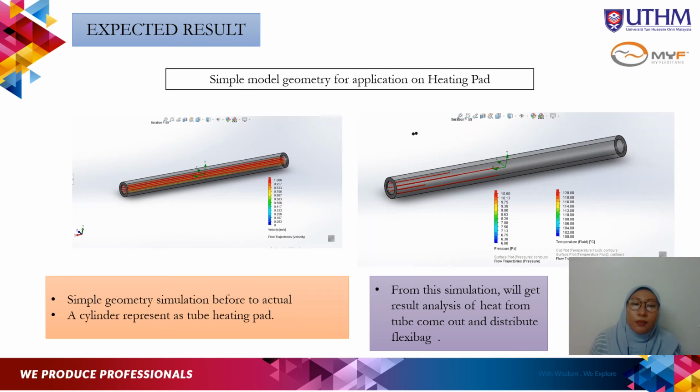Next, the expected result. So this is a simple geometry simulation before applying to the actual. The cylinder represents a tube heating pad. So we can see the temperature and velocity flow from the inlet velocity to the outlet velocity.